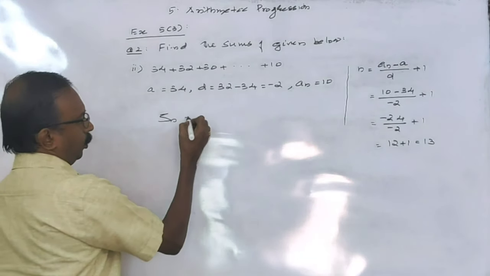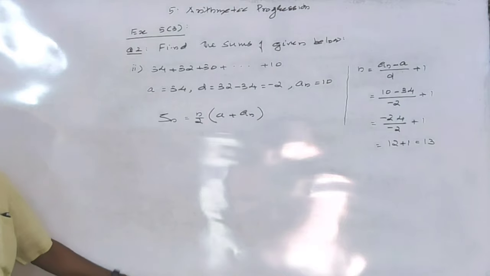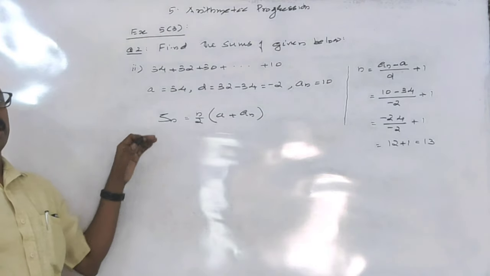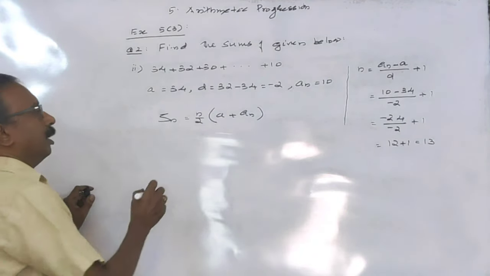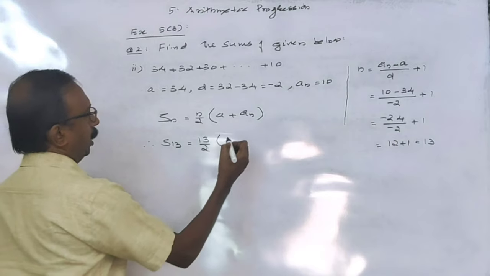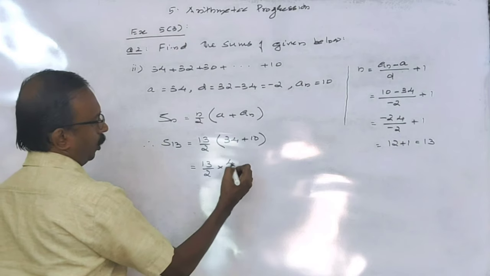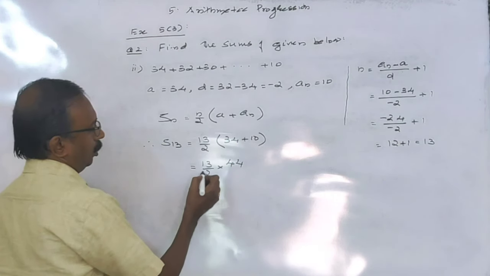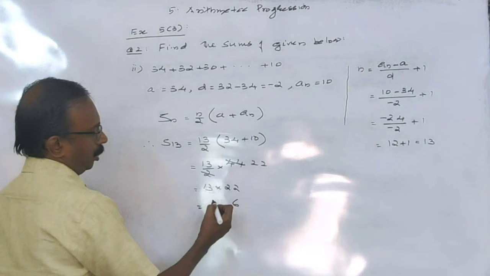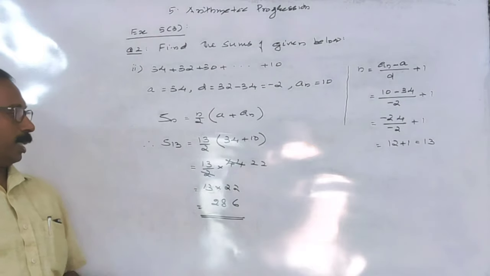So Sn is equal to n by 2 into a plus an. Last term we have this formula. Here S13 is equal to 13 by 2 into 34 plus 10. So 13 by 2 into 44, 13 into 22, 286. Sum of 13 terms is 286, isn't it?